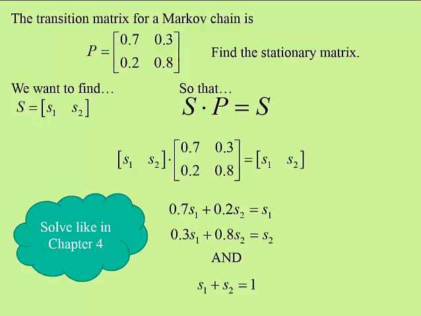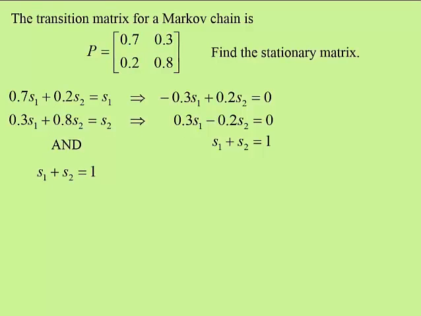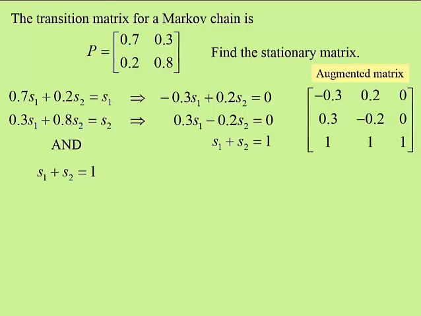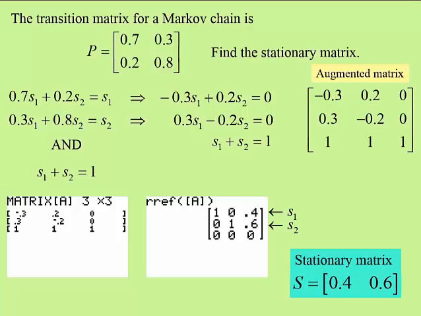If we solve this system of equations, we can use the addition method, substitution method, the Gauss-Jordan method. I'll show you how to do this on the Gauss-Jordan method. Here is the system of equations changed into the format for the Gauss-Jordan method. Here's the augmented matrix. If we do the reduced row echelon form of this, we come out with this. Notice the 1, 0.4 and 1, 0.6 tells us that S1 is 0.4 and S2 is 0.6. That is our stationary matrix.